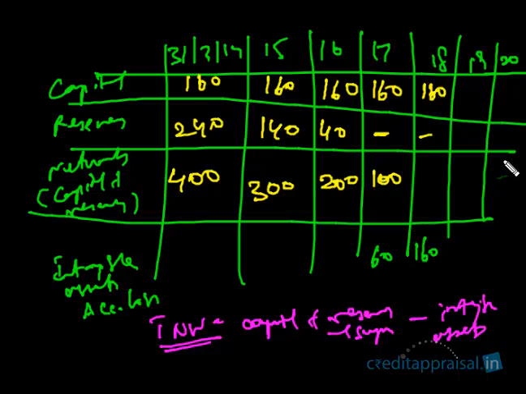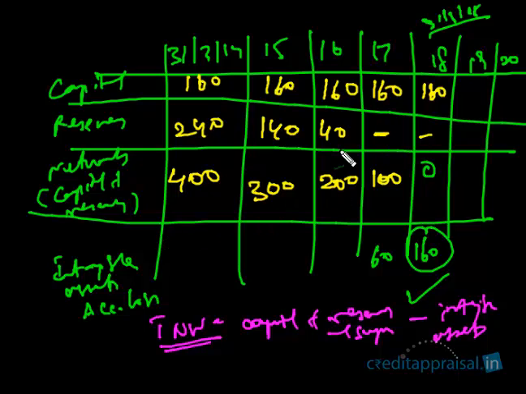So what is net worth here? Net worth is capital plus reserves minus intangible assets. 160 plus 0 minus 160. So net worth has now been totally eroded. As on 31/3/2018, the net worth has been completely eroded. Is this point clear? So we'll discuss this intangible assets later under the items of assets.